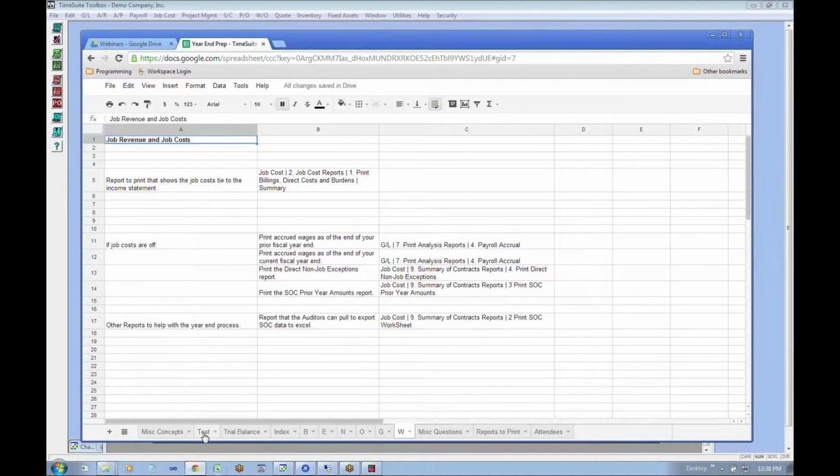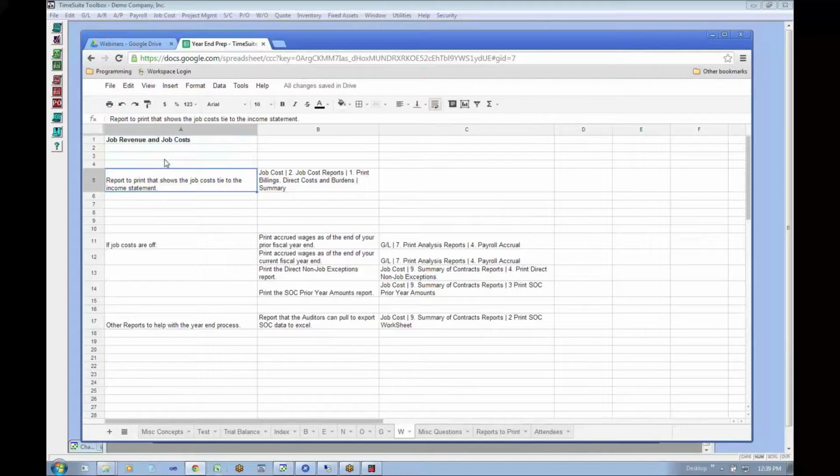Let's go to the W work paper concept. So as an example, we use the W work papers as our job cost work papers. So direct job costs and revenues, we want that to tie out. So a report to print that shows the job cost tied to the income statement would be this reference here, and we'll go there now.